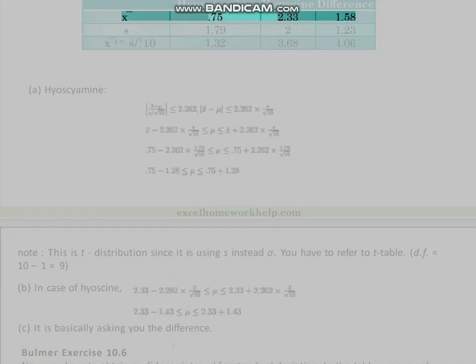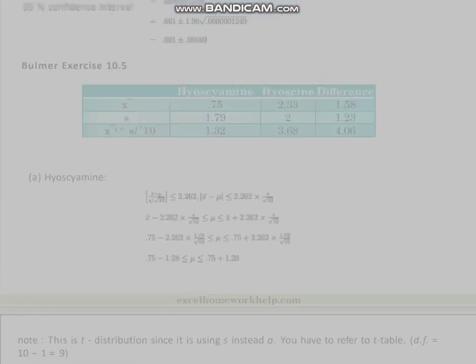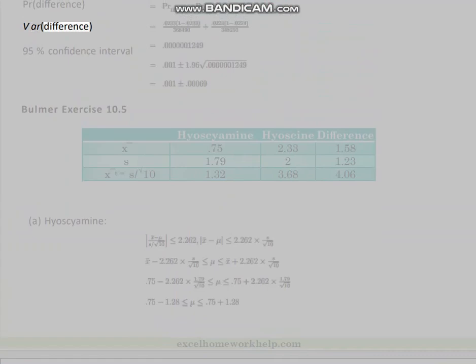Hyoscyamine difference, x 0.75, 2.33, 1.58, s. 1.79, 2.123, square root. PR, difference, VAR, difference, 95% confidence interval. Bulmer exercise 10.5.